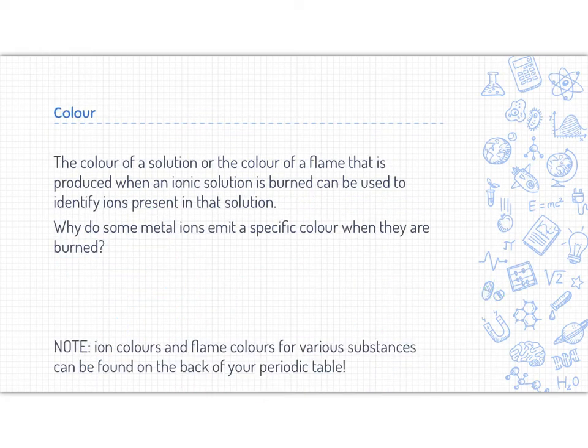The color of a solution or the color of a flame that is produced when an ionic solution is burned can be used to identify ions present in that solution. Some metal ions emit a specific color when they are burned because, let's go back to Bohr. So let's look at lithium, for instance. Lithium is in the second row, so it needs 2 levels, and it's got 3 electrons total.